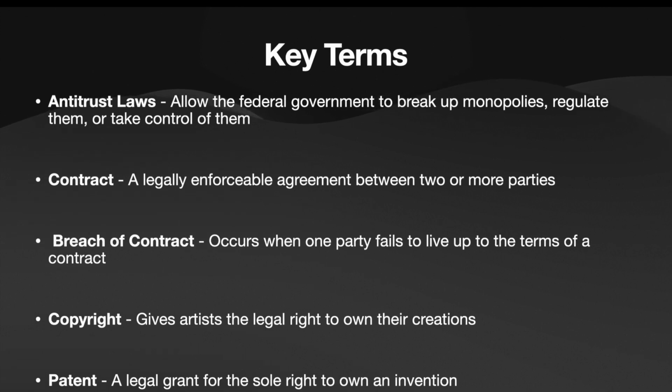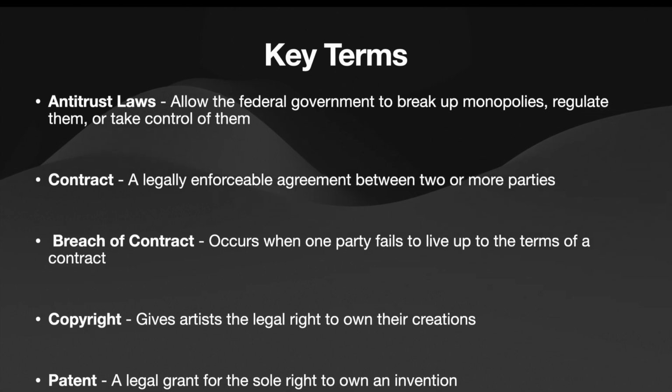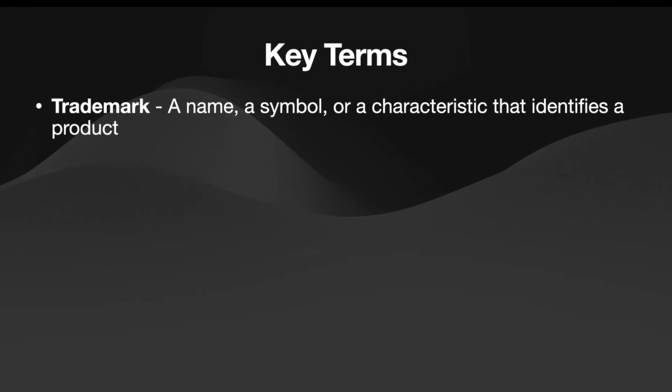A copyright gives artists the legal right to own their creations. A patent is a legal grant for the sole right to own an invention. And a trademark is a name, a symbol, or a characteristic that identifies a product.